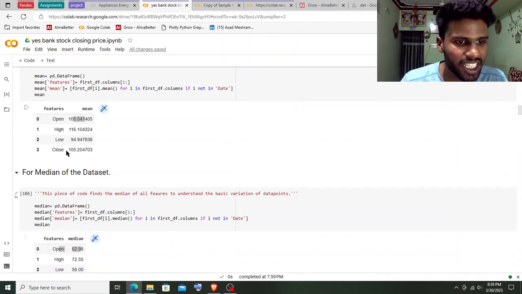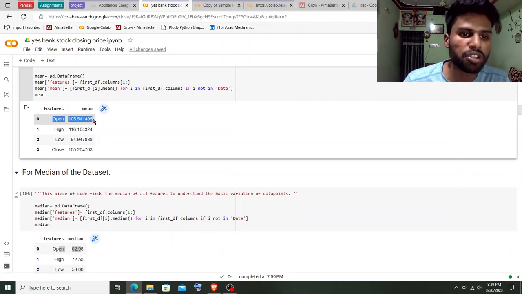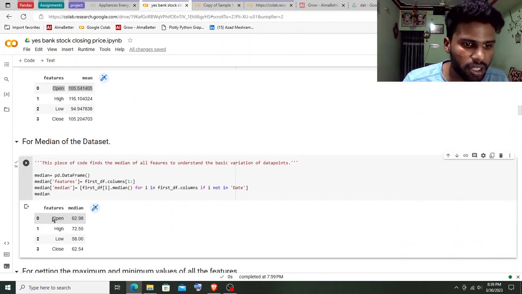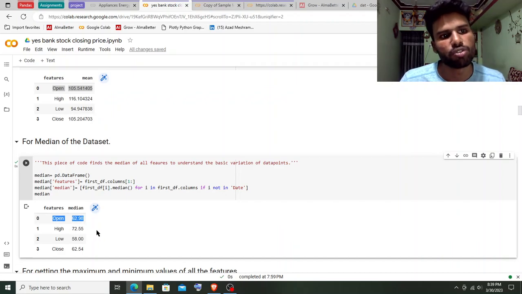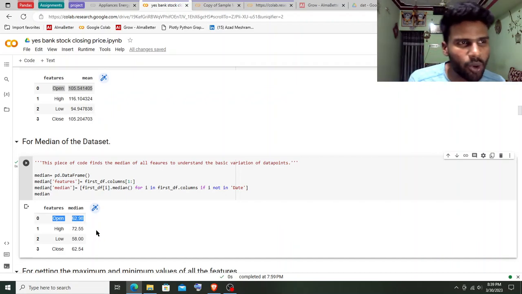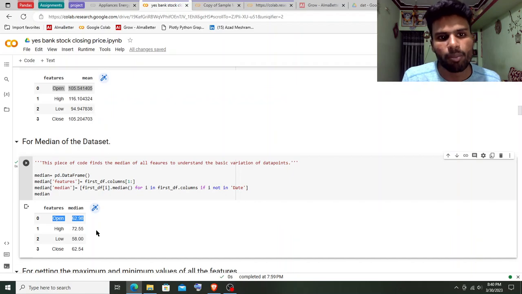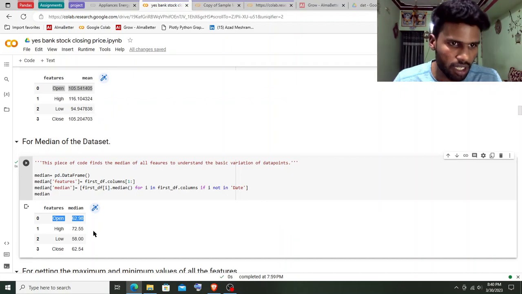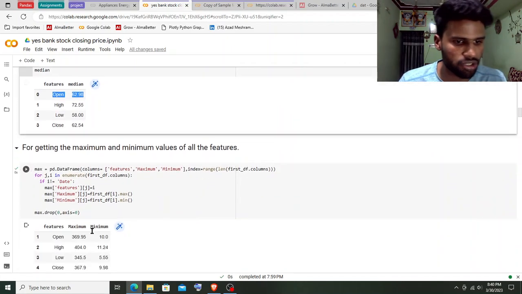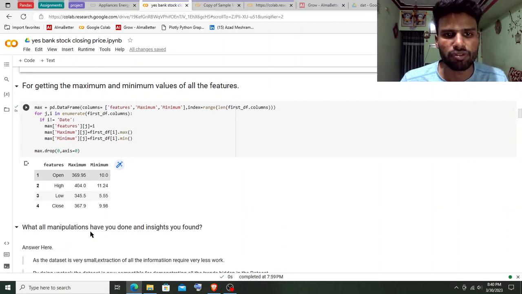So we can see the mean of the open is 105, but the median of the opening price is 62. So we can see that somehow the stock prices have moved very drastically from the median to achieve this much higher mean, and we will represent this in the data visualization section for getting the maximum and minimum values of all the features.